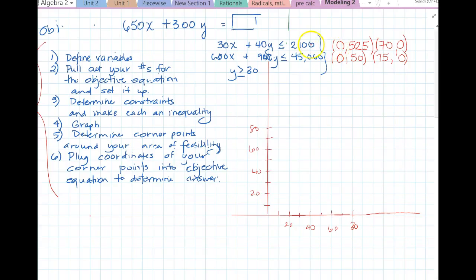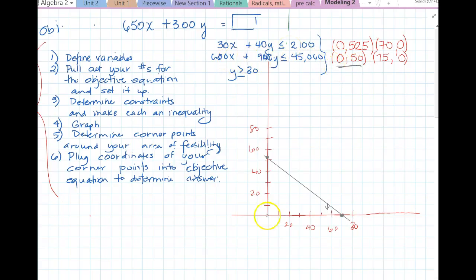Let me change the color of my pen. When x is 0, the y is 52.5, which is sort of a guesstimate. And then when x is 70, the y is 0. So now I'm going to connect those two points. Okay, I've done that, and I believe I shade down. Let me check by putting 0, 0 in. If 0, 0 is a solution, then the entire region is 0 plus 0 is less than 2100, and that's true. Okay, now let's do this one.